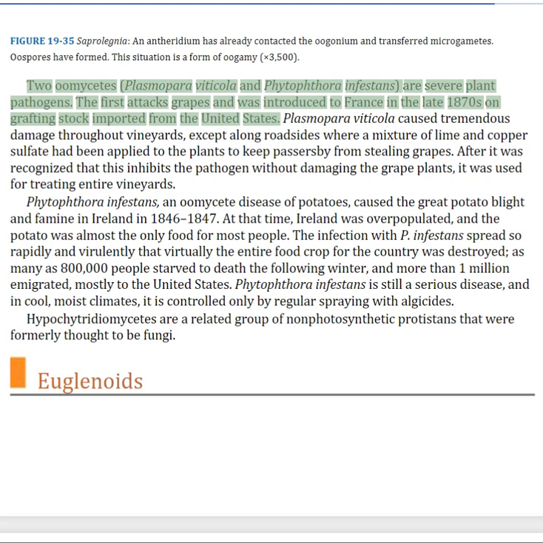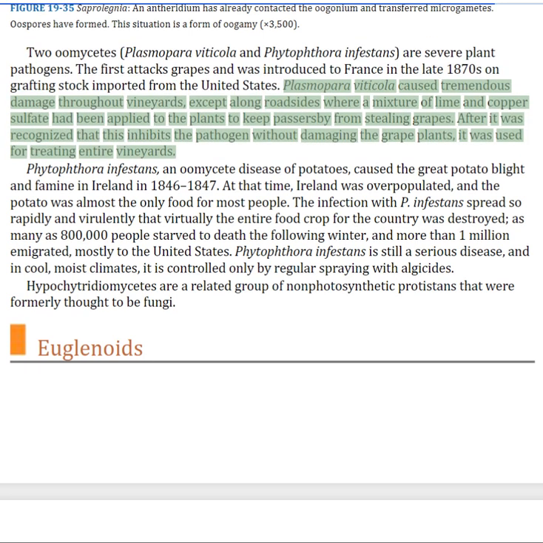Oomycetes are severe plant pathogens. The first attacks grapes and was introduced to France in the late 1870s on grafting stock imported from the United States. Plasmopara viticola caused tremendous damage throughout vineyards, except along roadsides where a mixture of lime and copper sulfate had been applied to the plants to keep passers-by from stealing grapes.